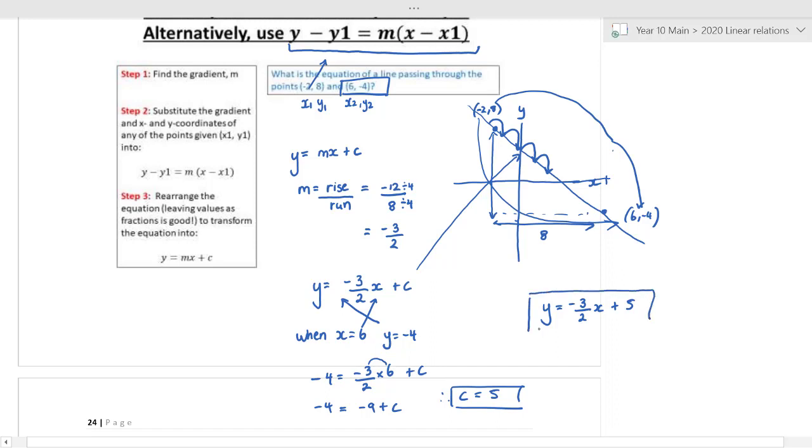Okay, so that means that of sketching this graph, finding the equation, the y-intercept over here is (0, 5).